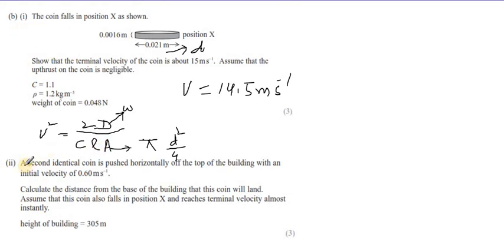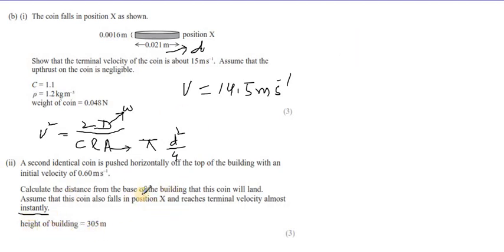Okay, so part II. A second identical coin is pushed horizontally off the top of the building with an initial velocity of 0.60 meter per second. Calculate the distance from the base of the building that this coin will land. Assume that this coin also falls in position X and reaches terminal velocity almost instantly. Height of the building is 305.